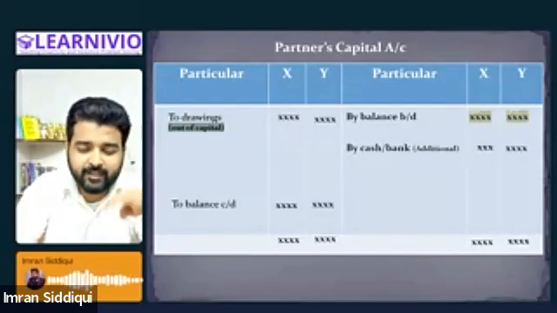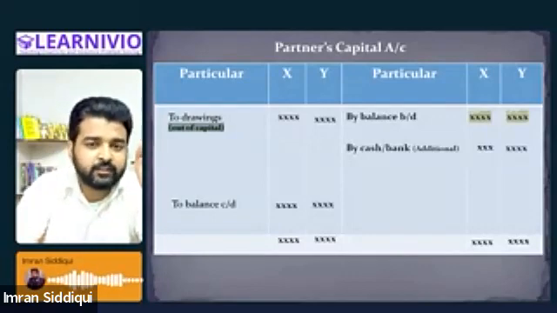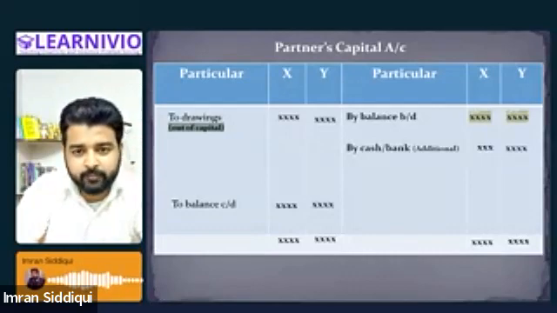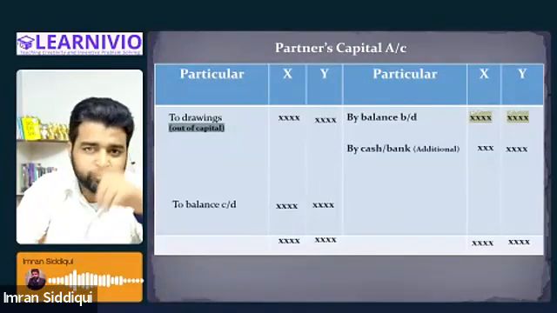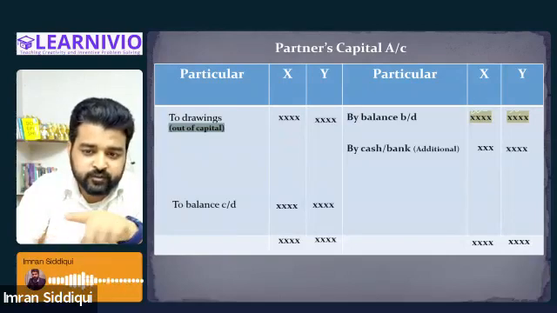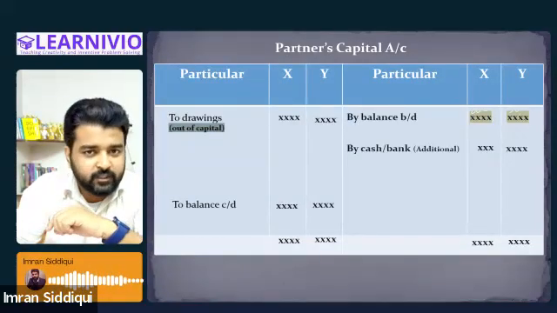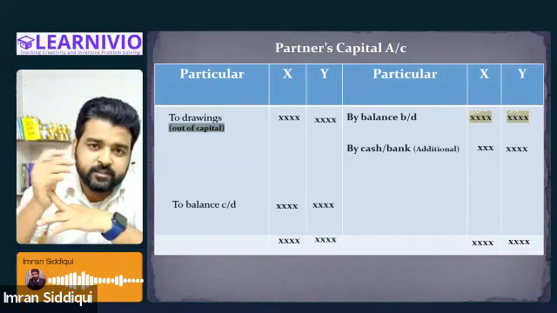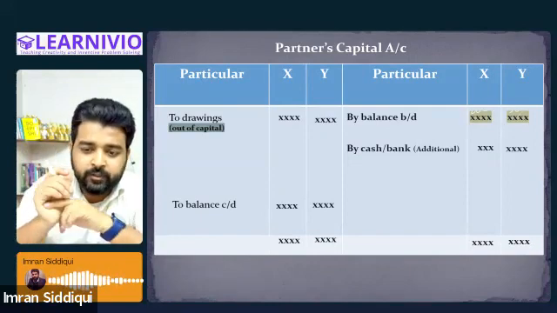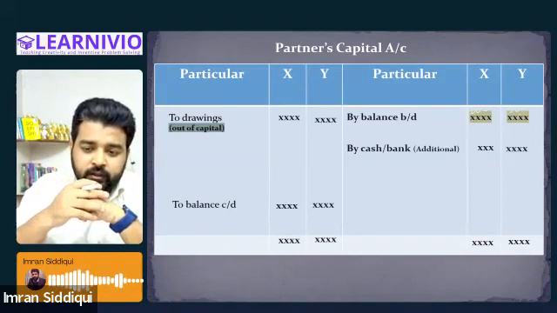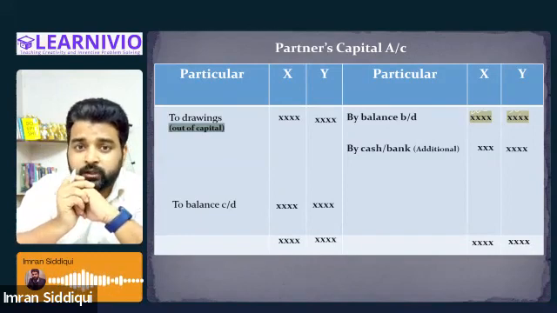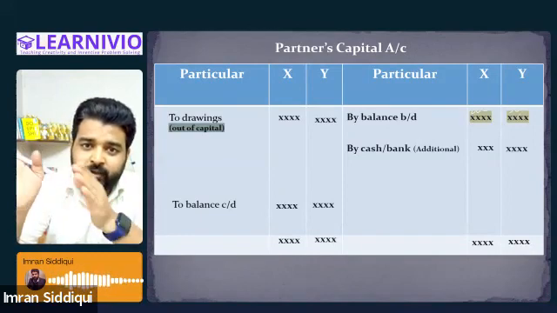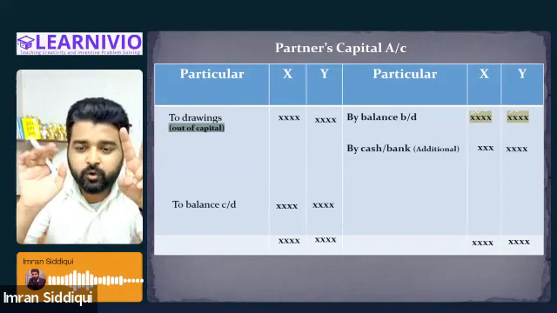While solving the question and preparing the capital account by the fixed capital method, we have to prepare the partner's capital account, wherein we will be recording only four items. Number one, the opening balance of the partner's capital account, which will be written as by balance b/d on the credit side, as we used to do previously. Then, apart from the opening balance, any additional capital brought in by any partner needs to be shown on the credit side as well.